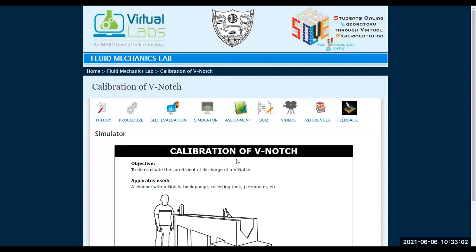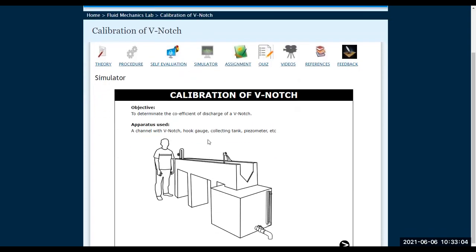The aim of the experiment is to determine the coefficient of discharge for a given triangular notch. The apparatus required is a channel with a V notch. You can see this is a channel, where at the end we have a V notch fitted, and a hook gauge or a point gauge to measure the head of water over the notch, and a collecting tank to measure the rise of water, along with a piezometer and a stopwatch to record the time. This is how the experimental setup will look.